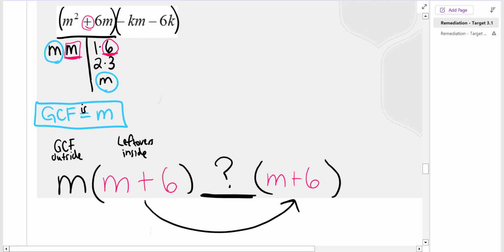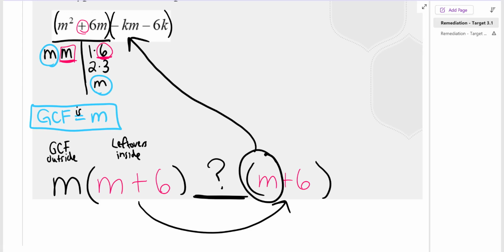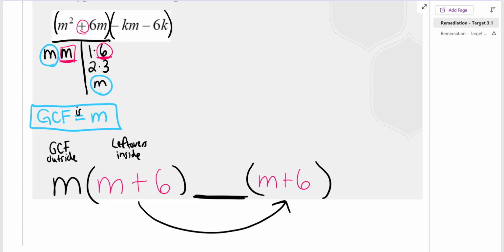Okay, now the goal is we want to get this back to what it was. So how can I make the M turn back into negative km? Okay, that would mean that on the outside I have negative k, because if I multiply these together, that will bring me back to this. Okay, and then you can check. Negative k times m is negative km. Negative k times 6 is negative 6k. So that means that negative k is the correct part outside.